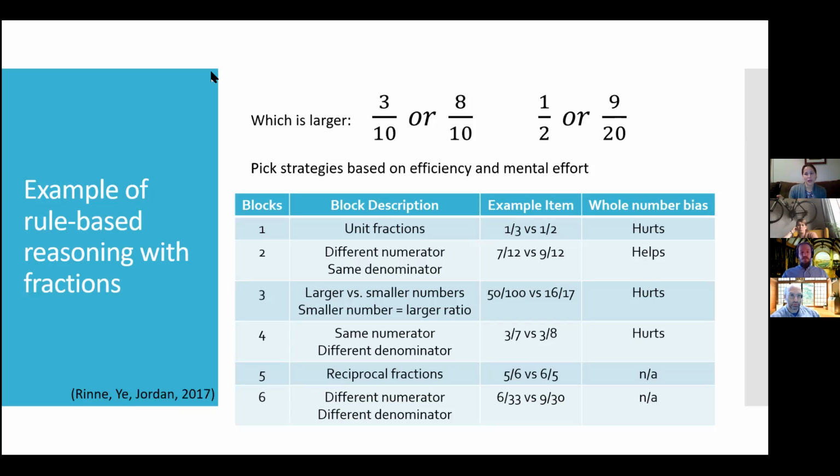And then on the last two blocks, because it's not really applicable, you would see them perform at chance because they don't really know what they're doing. And so you can anticipate some sort of pattern of response that you would get if the child was using a whole number strategy to answer which one is larger in this comparison task.